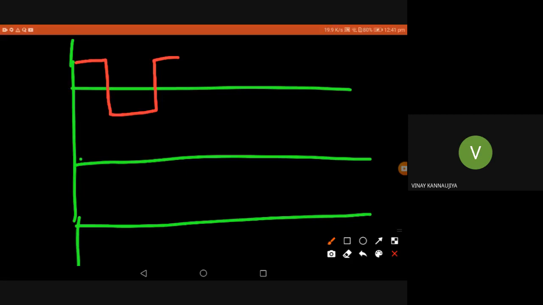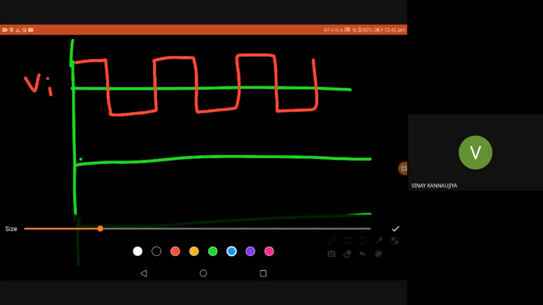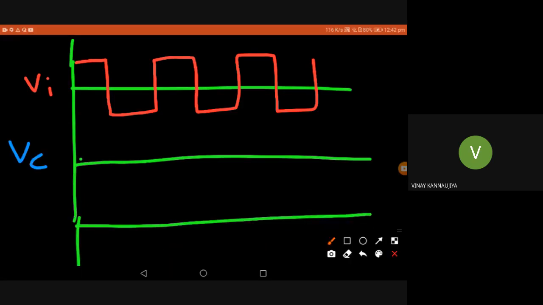So this is my input VI. Now I'm going to draw VC. VC is always remaining the same, minus and plus, so I just draw VC as remaining at 6 volt, with no change. The output we already discussed. This is the output.